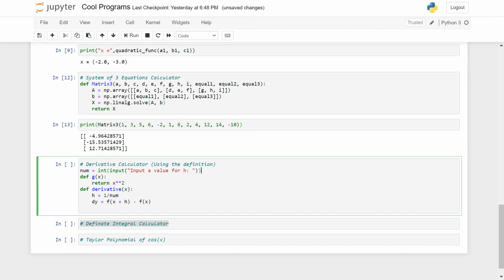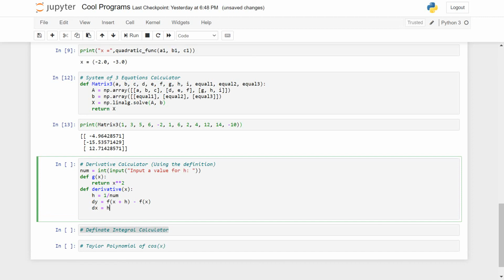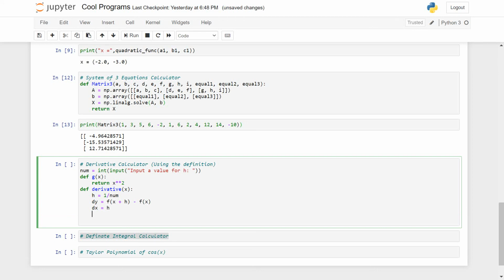Okay. So that's very simple. And of course our dx equals h. So we don't even have to worry about that. We'll just keep it there for clarity. And finally our slope, we'll set a new variable here. Slope is equal to dy over dx, right? And finally we can just return our slope.